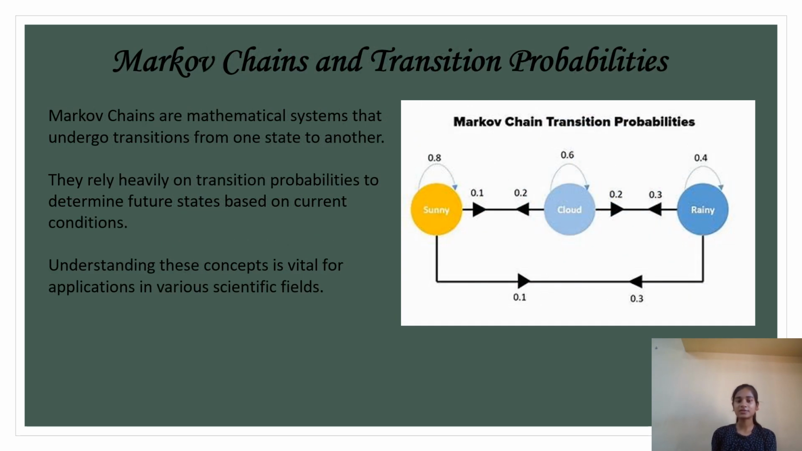Markov chains and transition probabilities. Markov chains are mathematical systems that undergo transitions from one state to another. They rely heavily on transition probabilities to determine the future state based on the current condition. Understanding this concept is vital for applications in various scientific fields. On the right side, you can see the Markov chain transition probability, which varies from sunny to cloudy, again cloudy to rain.